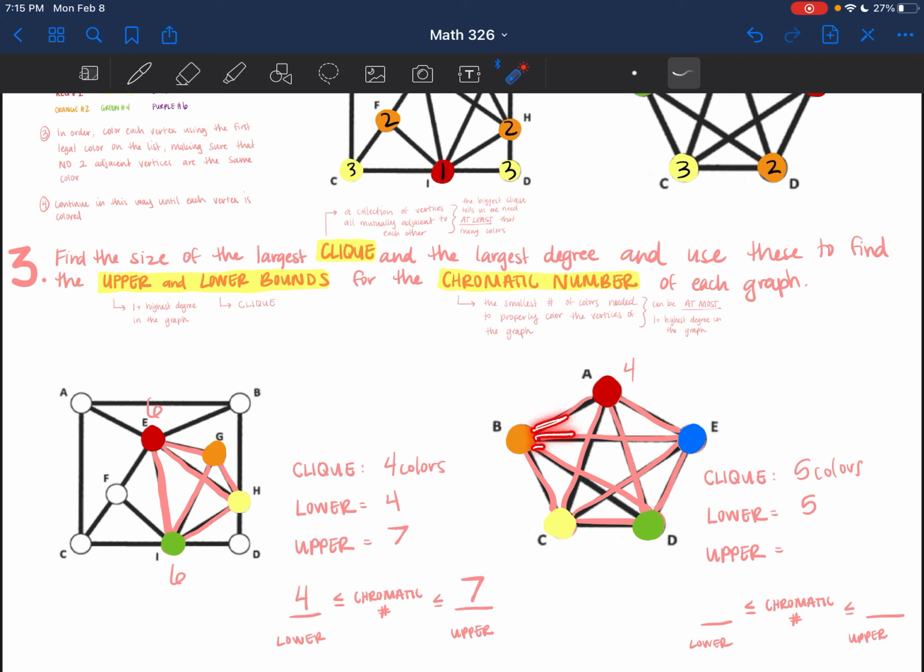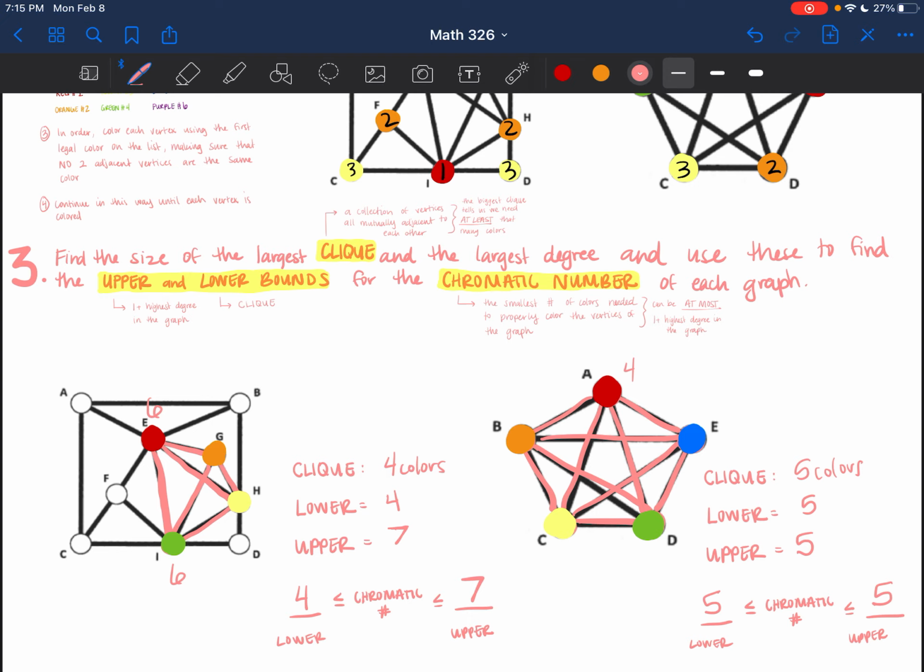So B has 1, 2, 3, 4 edges coming out of it, so it's got a degree of 4. C has 1, 2, 3, 4. So it's a degree of 4. D has 1, 2, 3, 4. E has 1, 2, 3, 4. So all the vertices have a degree of 4. And so that means, remember, our upper bound is 1 plus the highest degree. So it's actually 5 as well. So our lower bound is 5. Our upper bound is 5.